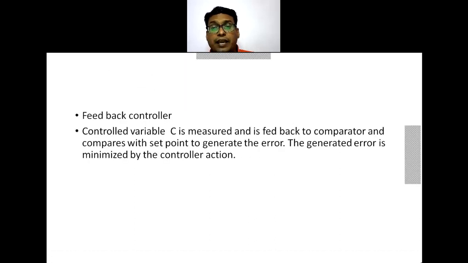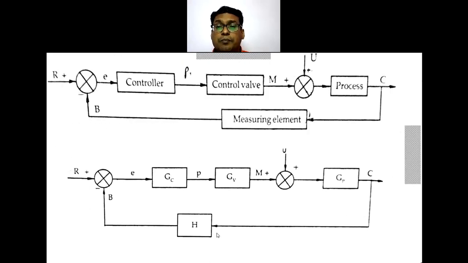The control variable C, that is the notation we have used for the control variable, is measured and fed back to the comparator and compared with the set point to generate an error. The generated error is to be minimized by the controller action. So this is our general block diagram related to the process, controller, control valve and a feedback system.